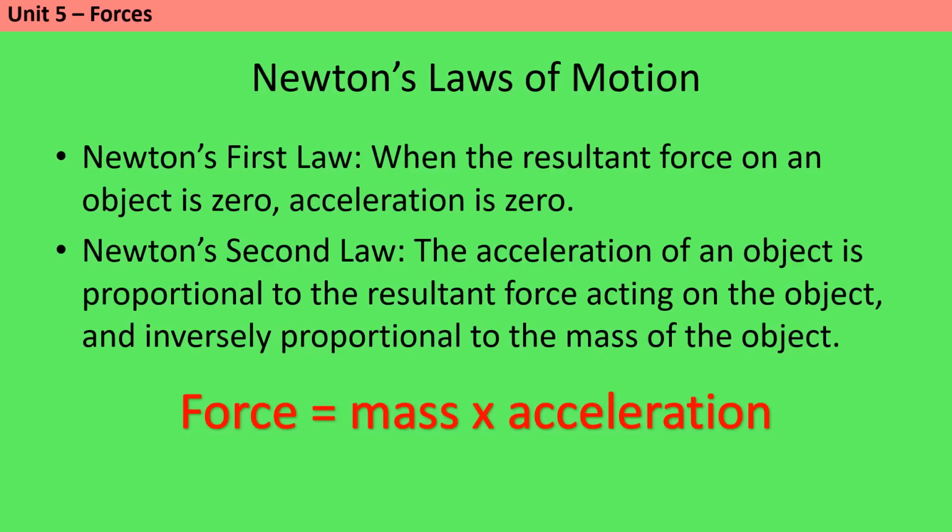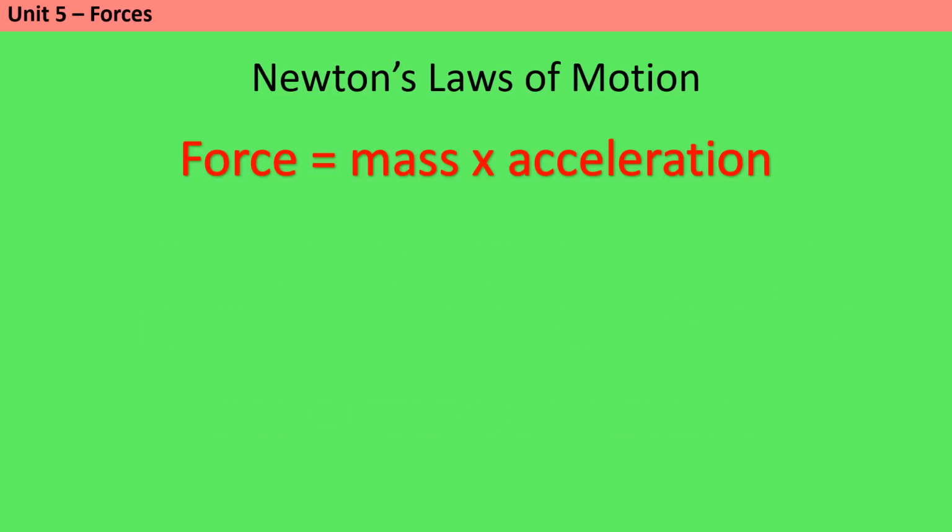Newton's second law of motion tells us that the acceleration of the object is proportional to the resultant force acting on the object, which means that if I push it twice as hard, it will accelerate twice as much, and that its acceleration is inversely proportional to the mass of the object. So if I have an object that is 3 times heavier, then it will only accelerate by 1/3 as much. This leads us nicely onto the force is mass times acceleration equation.